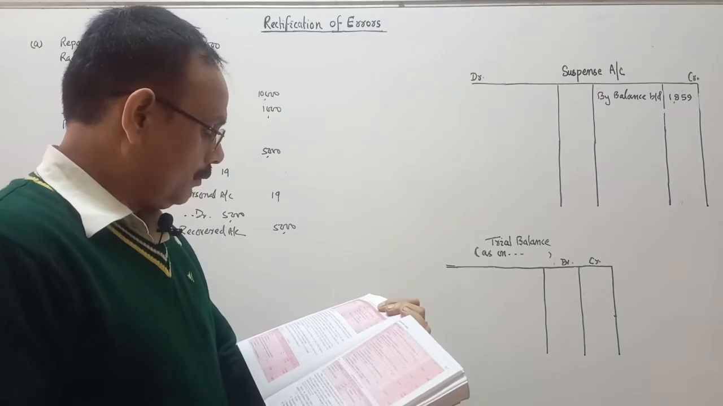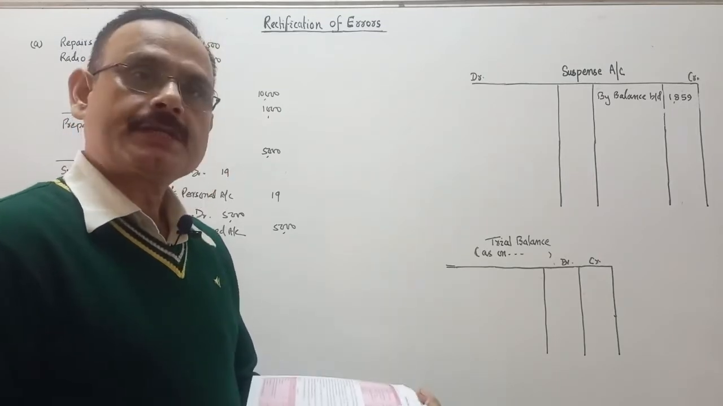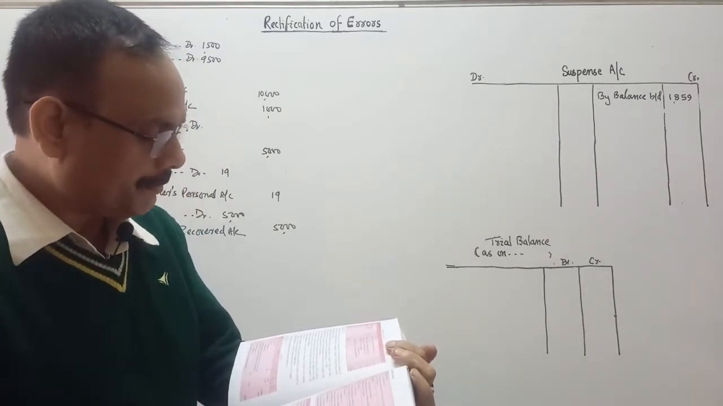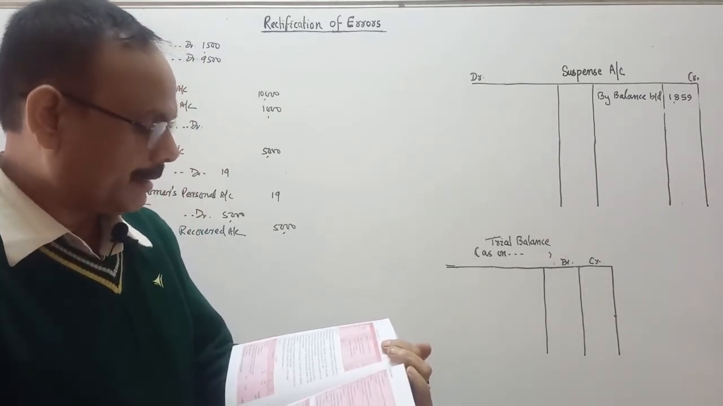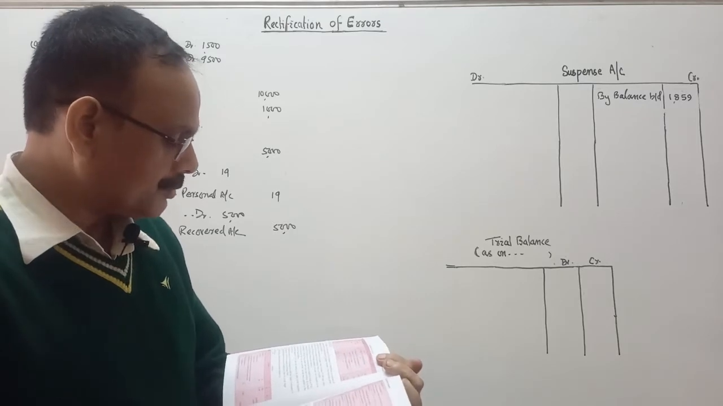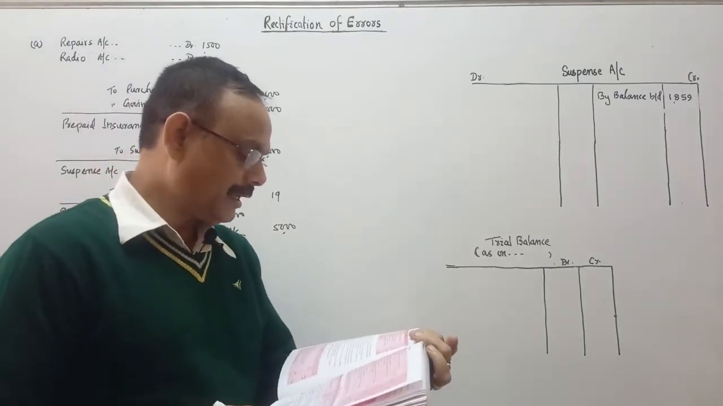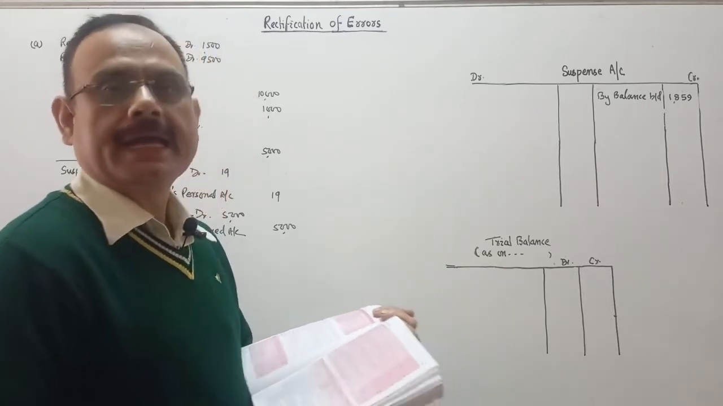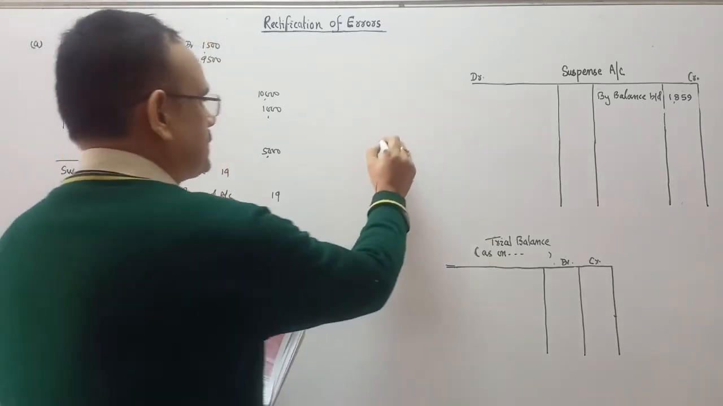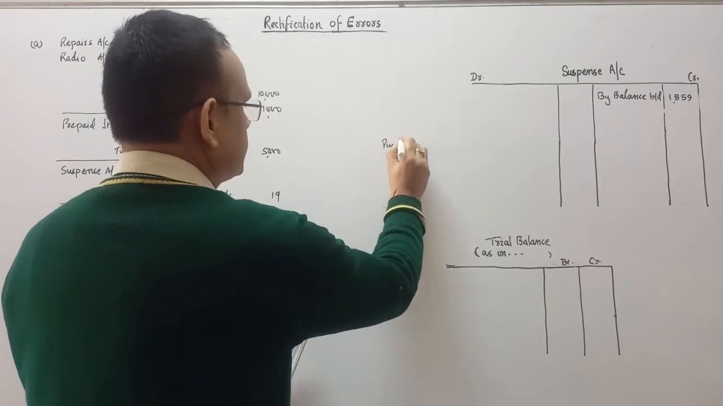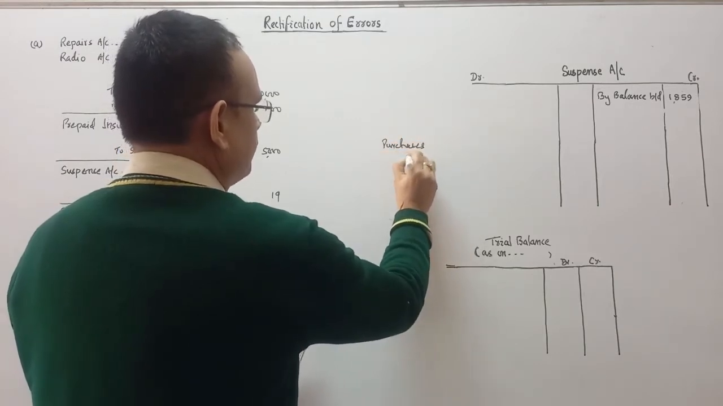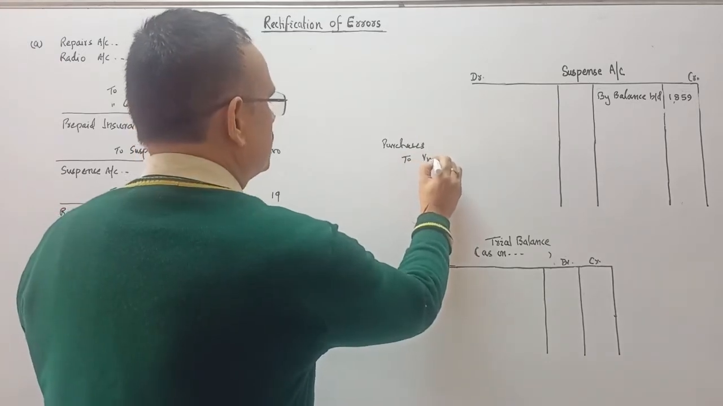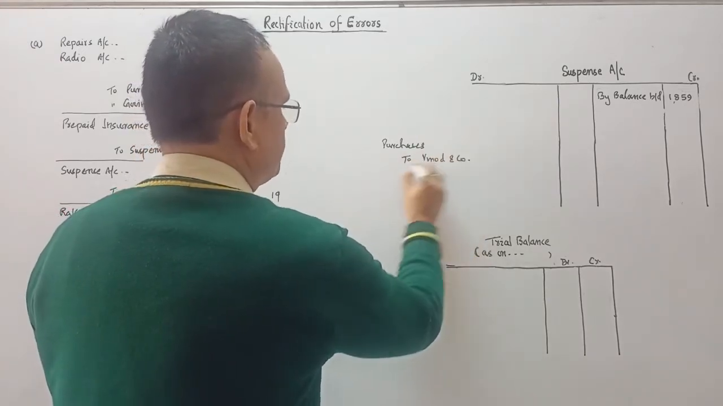Goods purchased for rupees 1,250 have been posted to the debit of supplier Binod and Company. So goods purchased of rupees 1,250 have been posted to the debit of supplier account. You know the entry: purchase account debit. When we purchase the goods, purchase account debit to supplier account. Supplier is Binod and Company.